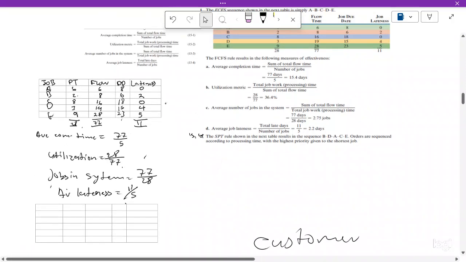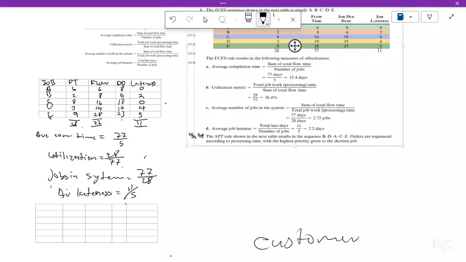Are we all correct there? According to this, we are correct. However, utilization can be multiplied by 100%. You need to know that.